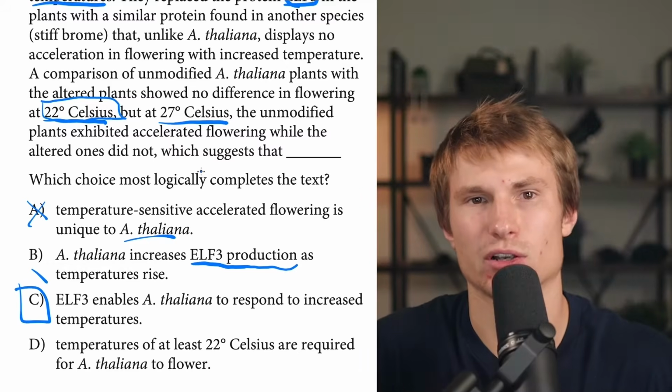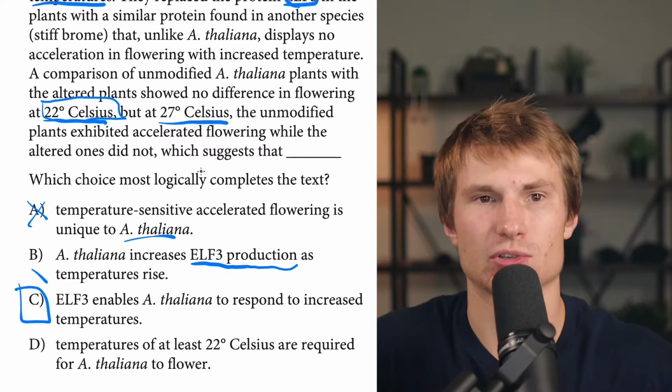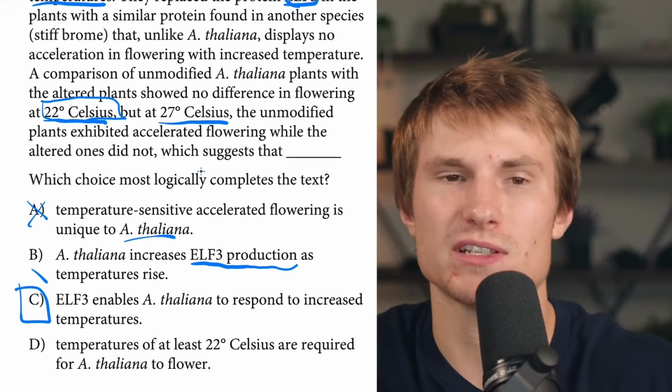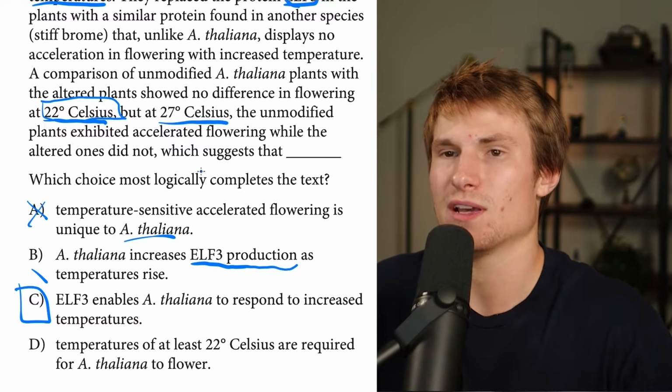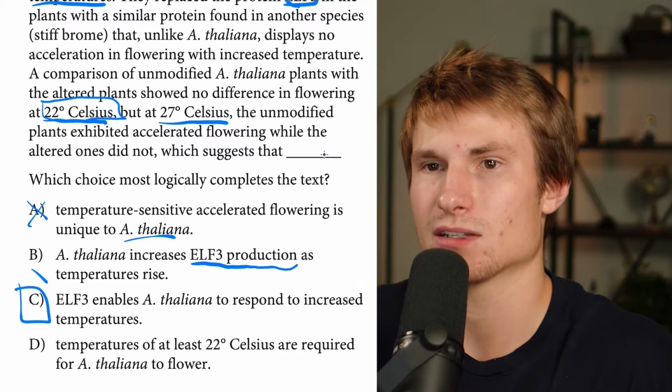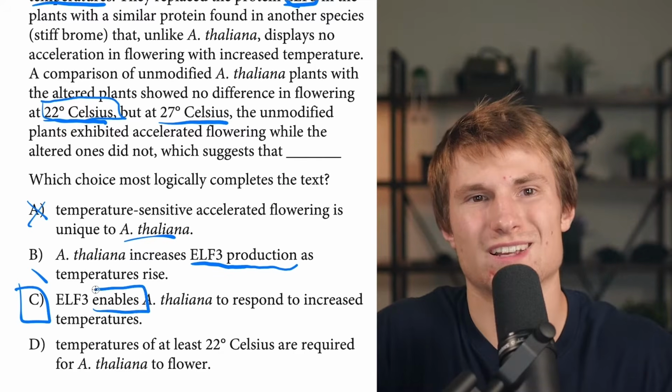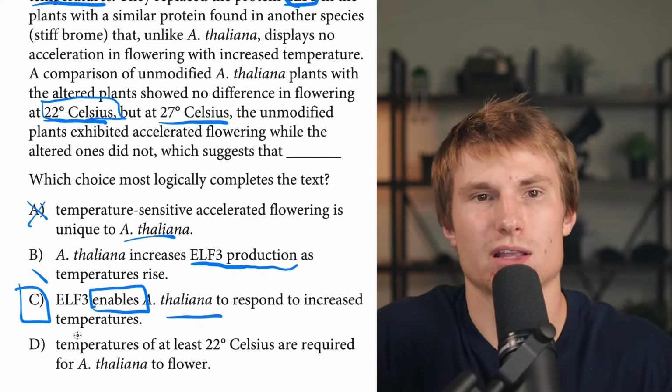The accelerated flowering should only occur at high temperatures. So the 22 degrees Celsius really doesn't matter. But then at 27 degrees Celsius, we see that the unmodified plant does have that accelerated flowering, but the one that is modified to lack ELF3 does not. So ELF3 then must be required, or in other words, it enables A. thaliana to respond to that increased temperatures.